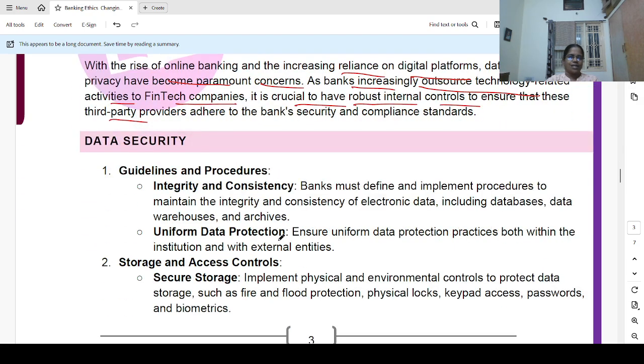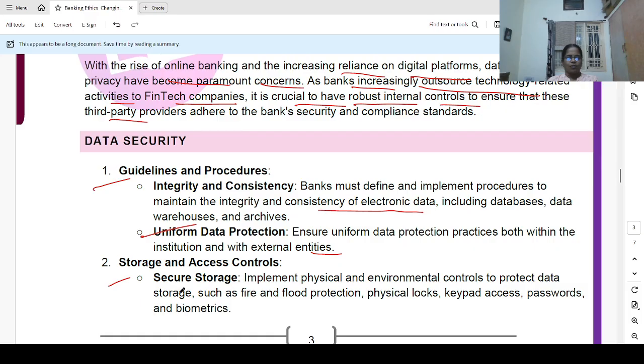So what is data security? They have to follow the proper guidelines and procedures in order to maintain integrity and consistency. They must define and implement a procedure to maintain the integrity and consistency of electronic data, which includes the database and data warehouse. They have to archive the data when it is not needed, and when it is required, they can take it from there. Then they have to follow the uniform data protection mechanism within the institution as well as with external entities.